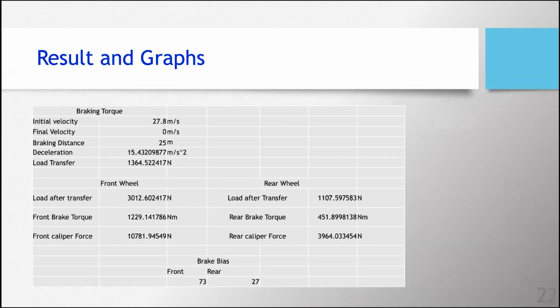So dividing the top speed... When the vehicle is moving at its top speed and the brake is applied, the vehicle should stop within a distance of 25 meters. Hence, we can use simple laws of motion, and we get the deceleration rate as 15.43 meters per second squared. And using the load transfer formula, we got a load transfer of 1364.52 Newton.